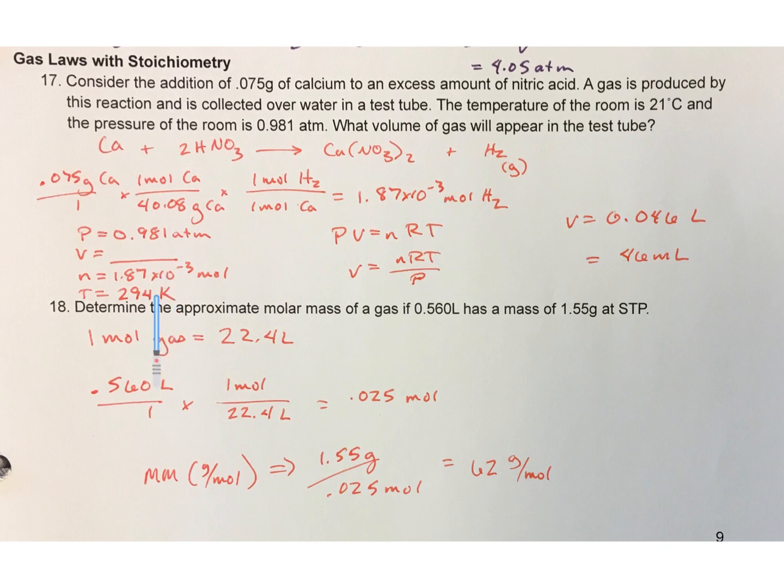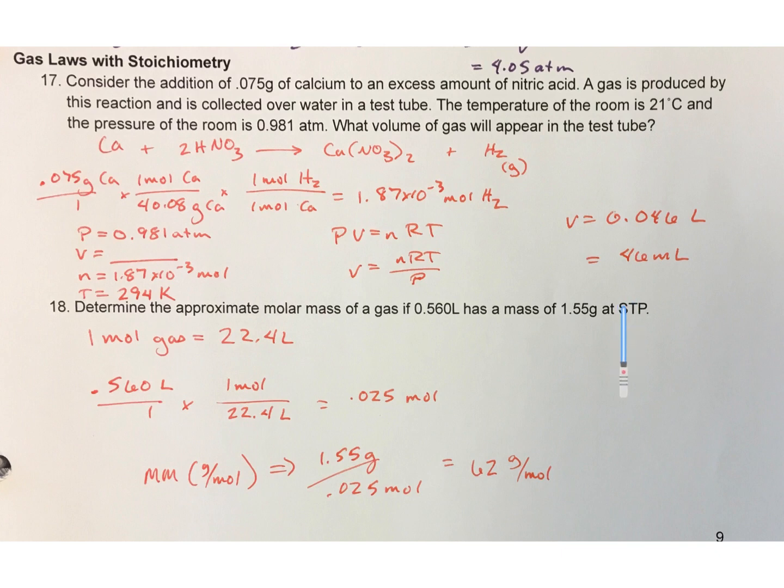T must be converted into Kelvin. The pressure is given because it's the pressure in the room. And so that's the last question: what volume of the gas would appear in the test tube? So V is equal to nRT divided by P. You substitute in the values for the question, and then using significant figures, you end with 0.046 liters, but you can report this in milliliters. It sounds like we were using a small amount of calcium. We're going to probably use a test tube that is measured in milliliters, so 0.046 liters is equal to 46 milliliters.